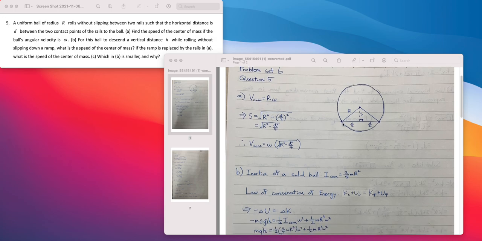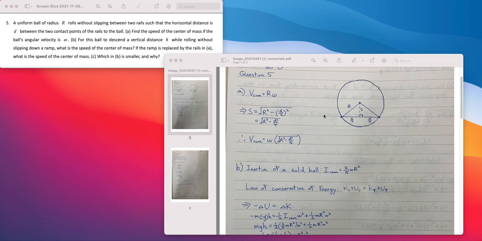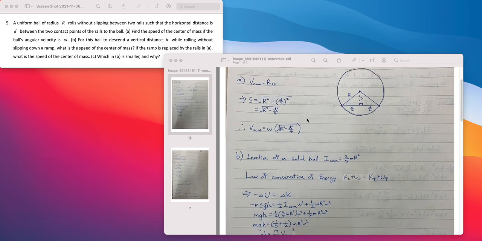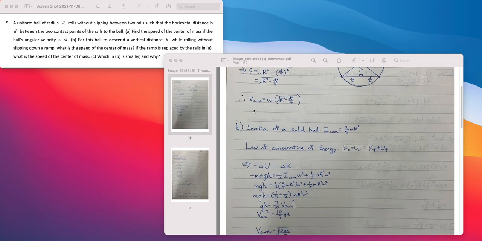Because the ball is being held up by the rails on two sides, we have to find the radius of rotation relative to the contact point, which I set as the term s. To find s, we can use the Pythagorean theorem, so s would be equal to the square root of r squared minus d squared over 4. Thus, the velocity of the center of mass is equal to omega times the square root of r squared minus d squared over 4.